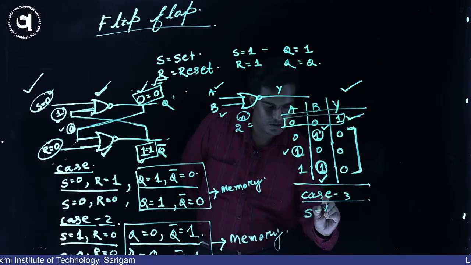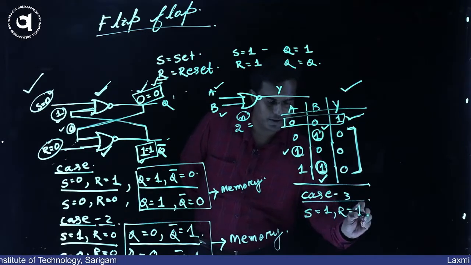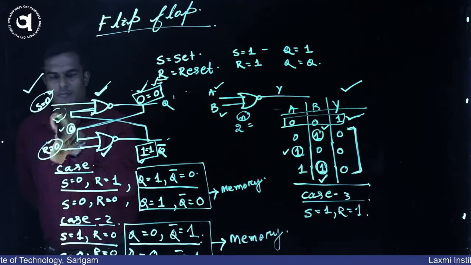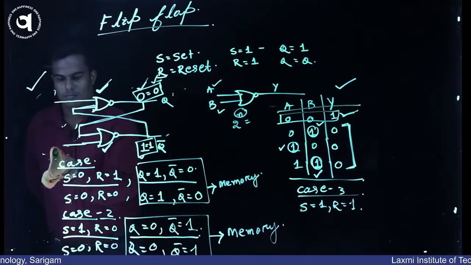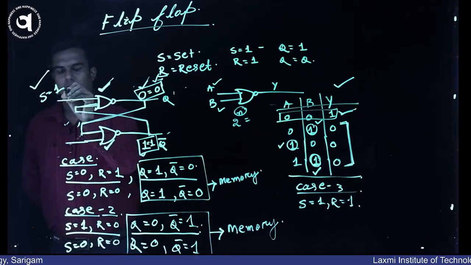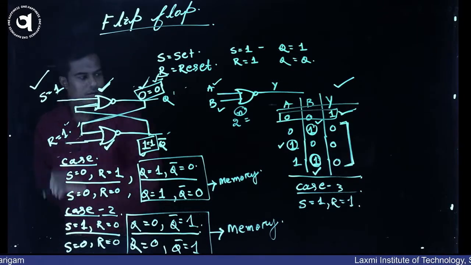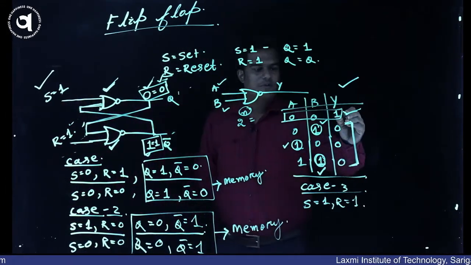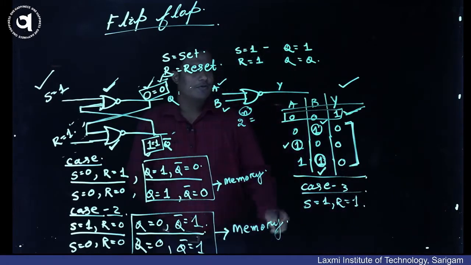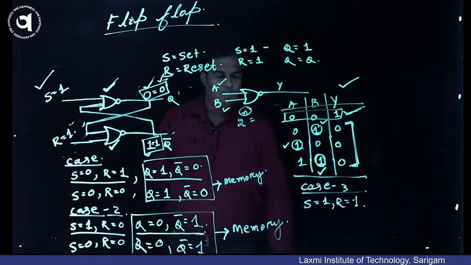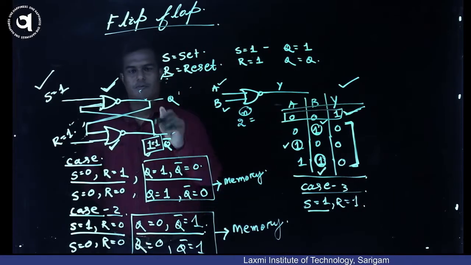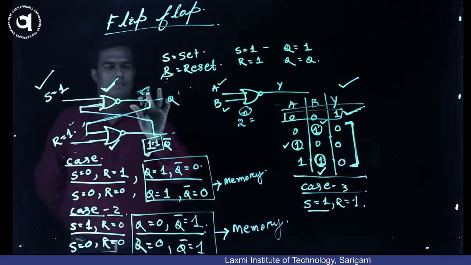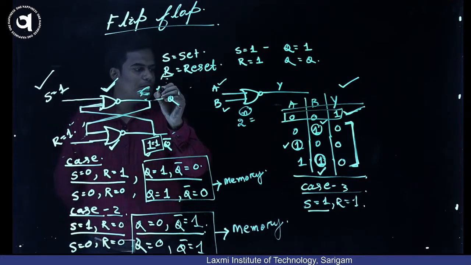Here I will make S equals 1 and R equals 1. Let's change the input values. Here S equals 1 and R equals 1. As I told you from this tabulation, if any of the inputs equals 1, it will produce output equal to 0. So since S is equal to 1, this NOR gate will produce output equal to 0. Let me write the new output: Q is equal to 0.